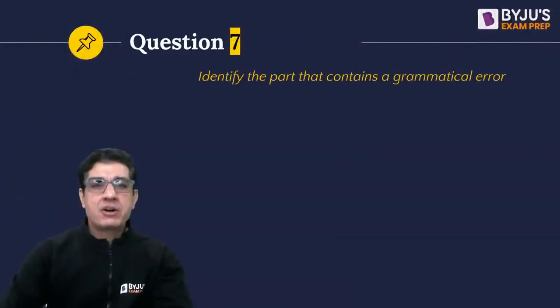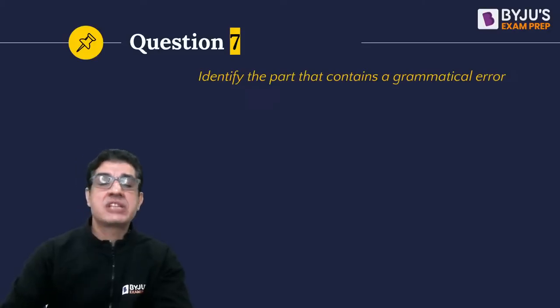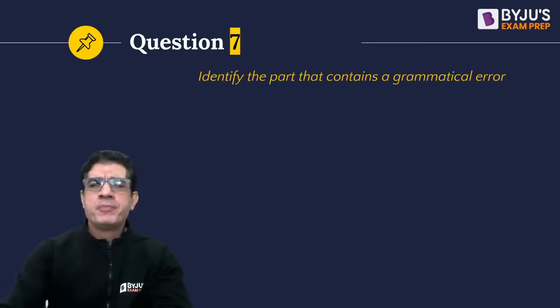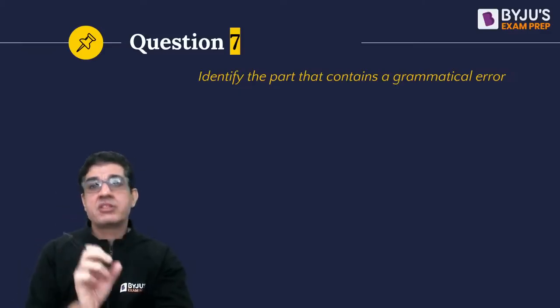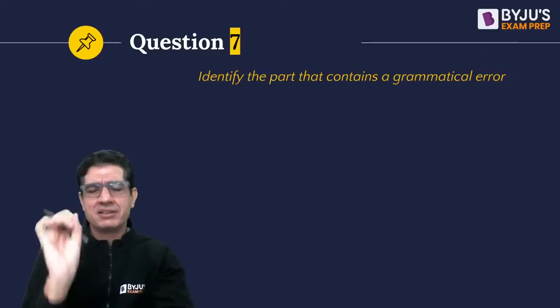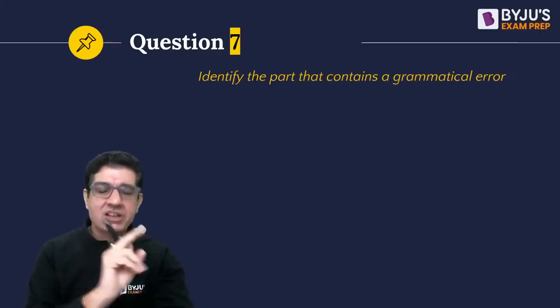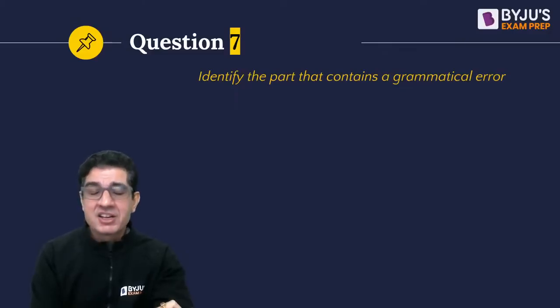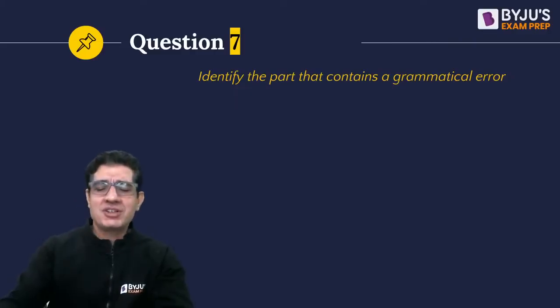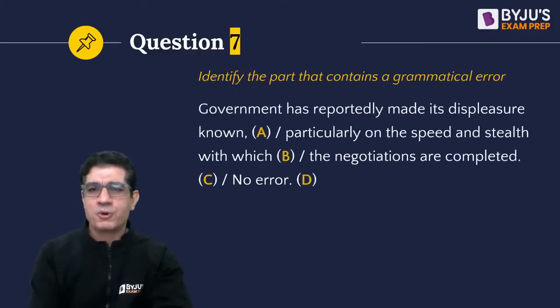Now let's get into some error identification. We couldn't practice it over the last two sessions of this series so far. I'll give you a sentence which is divided into either three or four parts. If it is divided into three parts, then the fourth part will be no error, D. If any of the parts has an error, then the letter corresponding to that part should be marked as your answer. If there is no error, then choose D, provided such an option is available. So here you go.